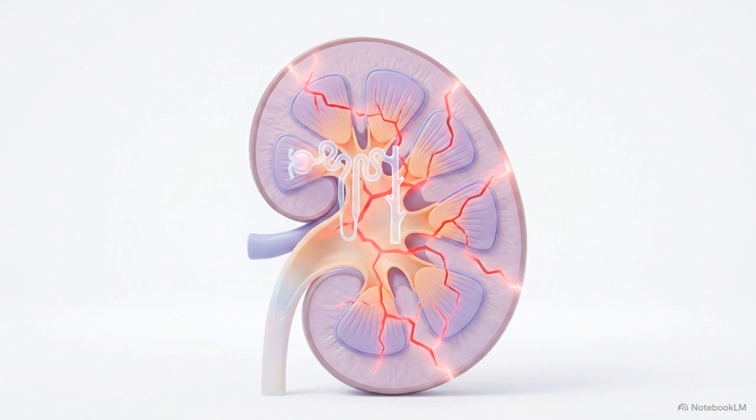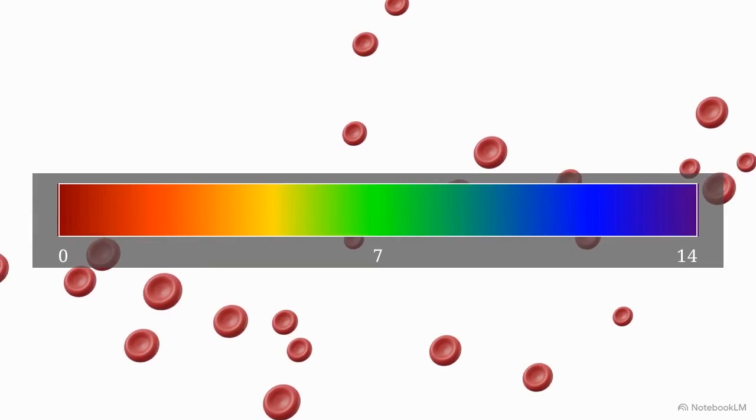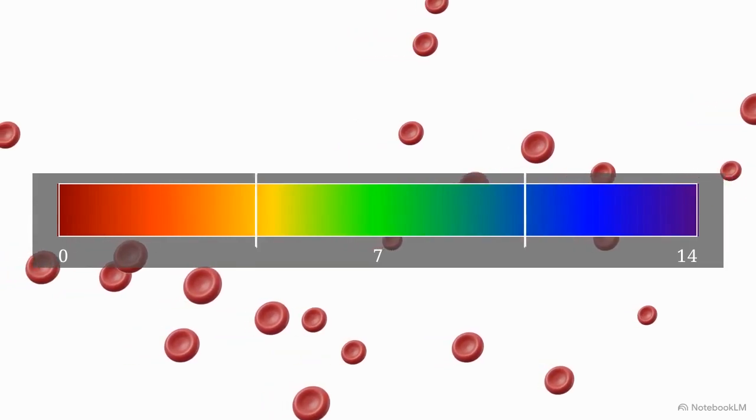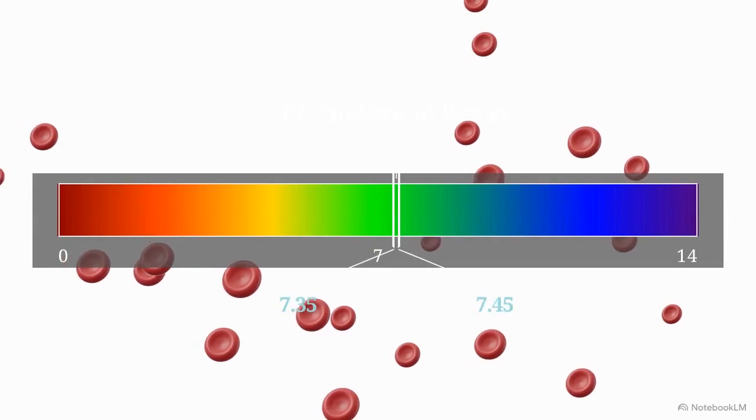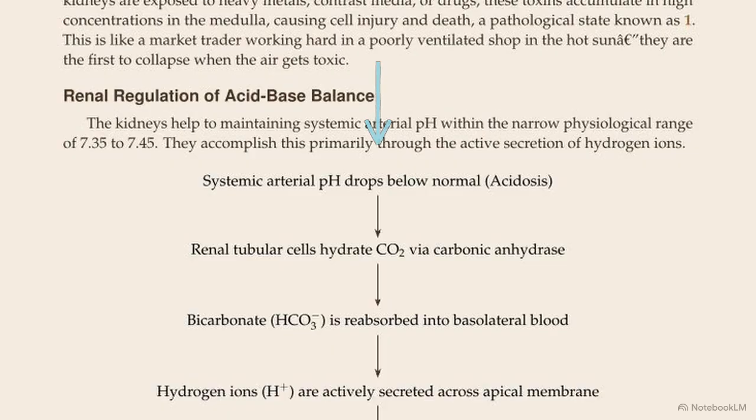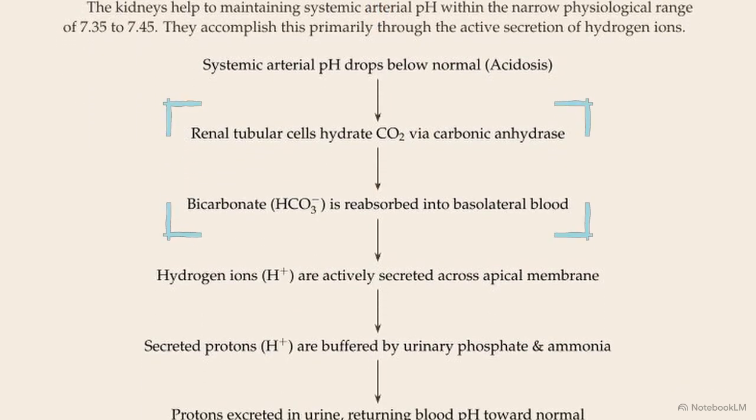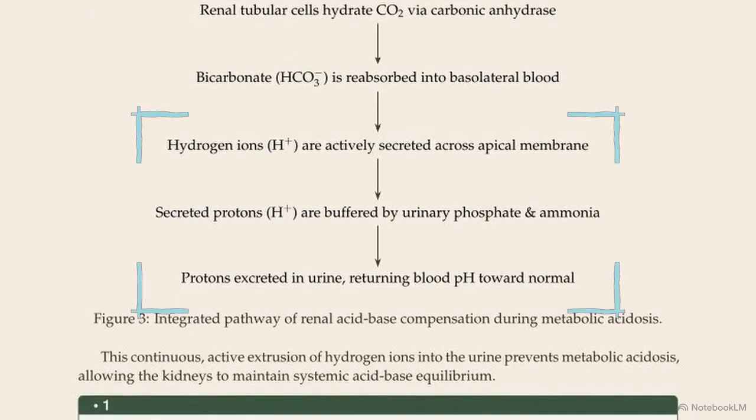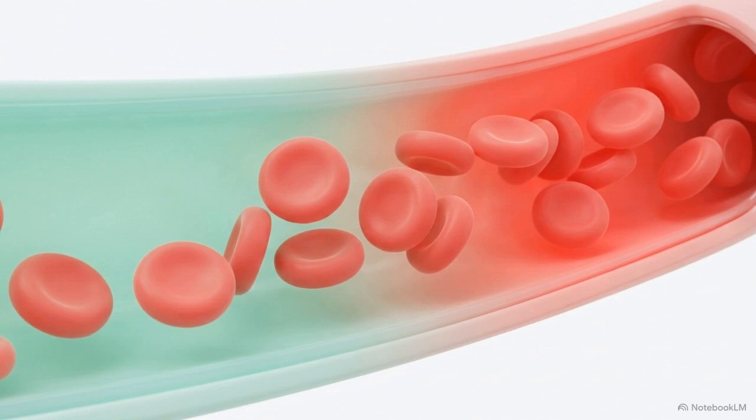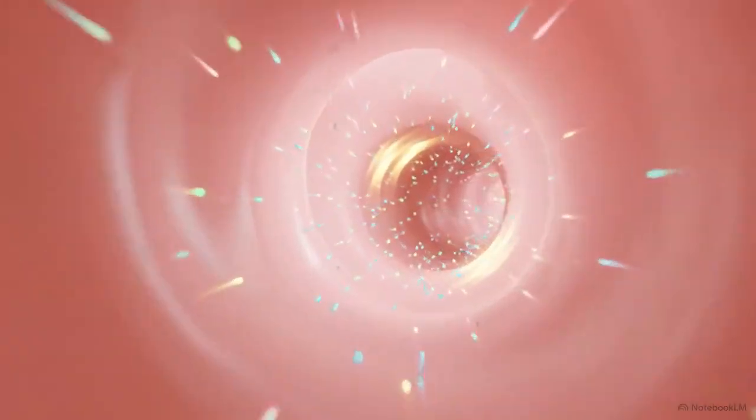Beyond filtration, the nephron uses tubular secretion to defend the body's narrow systemic arterial pH range of 7.35 to 7.45. During metabolic acidosis, the kidneys act as the ultimate buffering defense. Tubular cells hydrate carbon dioxide. Bicarbonate is reabsorbed into blood as a buffer, while hydrogen ions are actively secreted into the tubular fluid, neutralized by phosphate and ammonia, and excreted. This continuous extrusion of hydrogen ions directly returns systemic blood pH toward normal. Ultimately, the nephron functions as an energy-intensive, highly targeted physiological engine that relentlessly engineers the entire body's chemical survival.